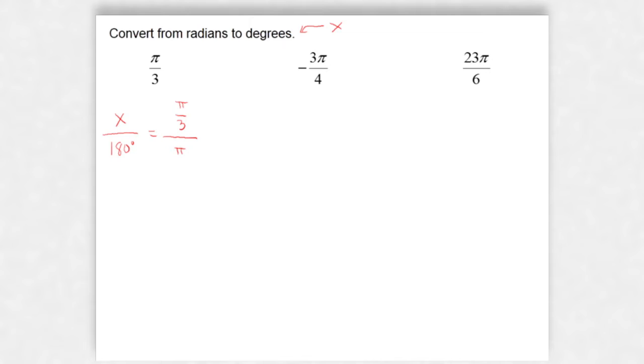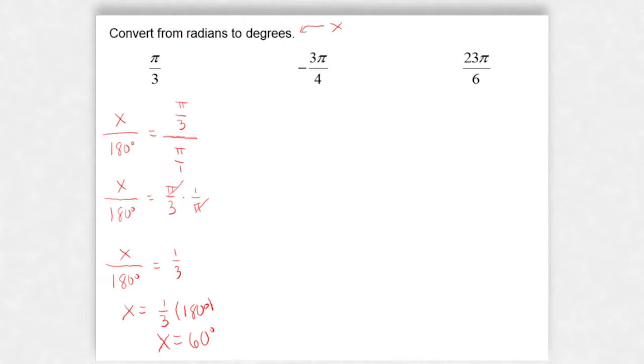Now it looks a little cumbersome, doesn't it? But it's not too bad. If I rewrite x over 180 degrees, and if I invert and multiply, this becomes pi over 3 times 1 over pi. Now it's looking a lot better. Now it looks like I got x over 180 degrees is equal to 1/3. And if I multiply both sides of the equation by 180 degrees, I get 1/3 of 180 degrees, and that means x is equal to 60 degrees.